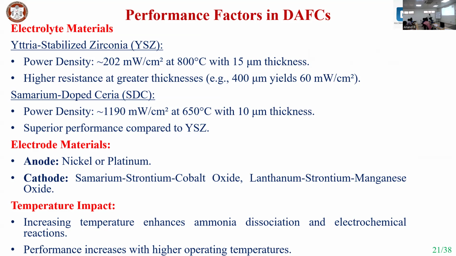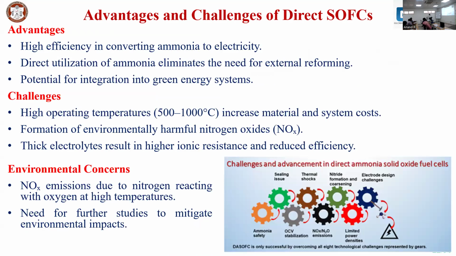So high temperature fuel cells are always good in terms of performance percentage. In terms of capital cost and equipment, the power density and current density are to be compared with membrane fuel cells or alkaline or acid fuel cells. The advantages of solid oxide fuel cell: high efficiency in converting ammonia to electricity, and direct utilization of ammonia eliminates the need for external reforming, with potential for integration into green energy systems.